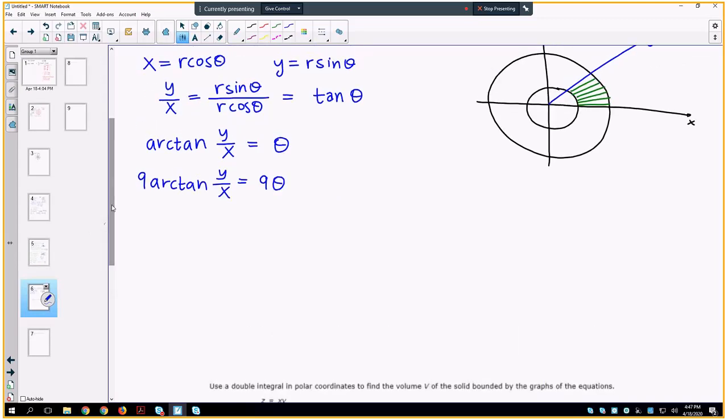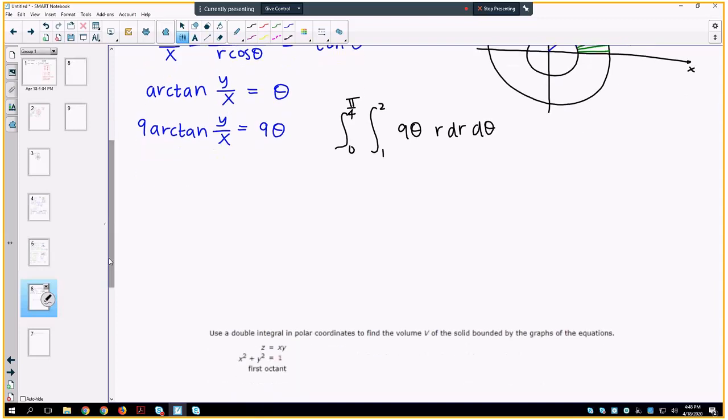I'm going to say integration. My theta bounds are between 0 and pi over 4, according to the picture, because my y runs from 0 to the line y equals x. My r bounds are from 1 to 2, because I'm in this annular region between the circle of radius 1 and the circle of radius 2. The function that I'm integrating is 9 theta, because I switched 9 arctangent of y over x to 9 theta. And this is r dr d theta, where the r comes from my Jacobian.